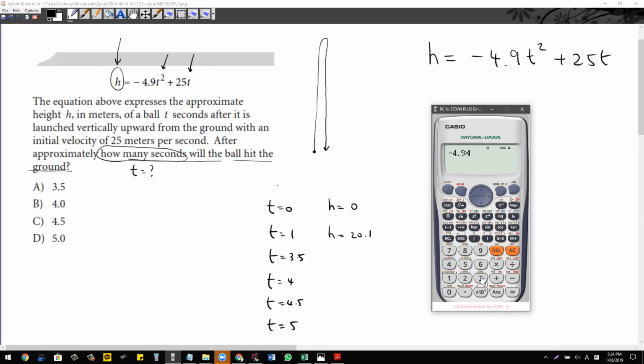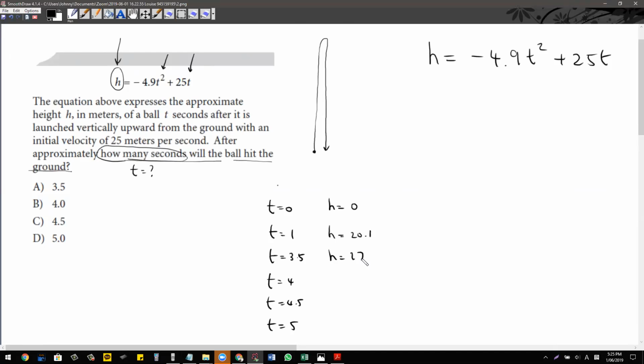So 4.9 times 3.5 squared, negative, plus 25 times 3.5. So it'll be 27.475. That means 3.5 seconds later, the height will be about 27. So t equals 1 will be around here, and t equals 3.5, I think it'll be around there.